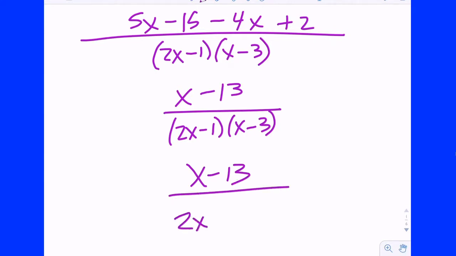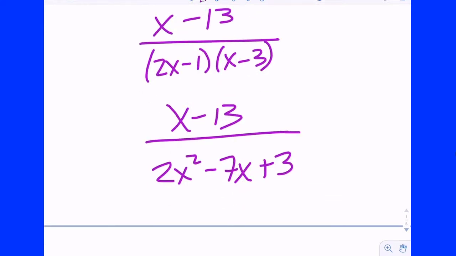That would give us 2x squared. The inside's going to give us negative x. The outside gives us negative 6x, so that would be a negative 7x. And then plus 3, sorry. So that's another version of it.